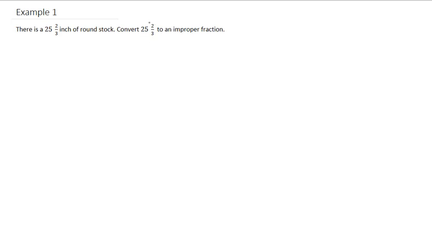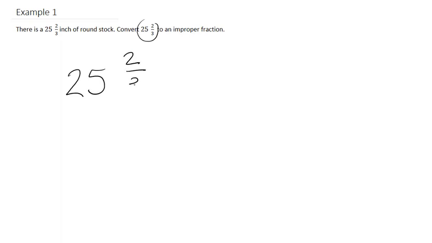Well, when we look at this number, we have 25, which is our whole number, and then 2/3. So our first step is to multiply this whole number and the denominator. So we would go 25 times 3, and that would equal 75, which we can think of as if we were to add quarters. If we had 3 quarters, that'd be 75 cents. Or you can go ahead and multiply it out.